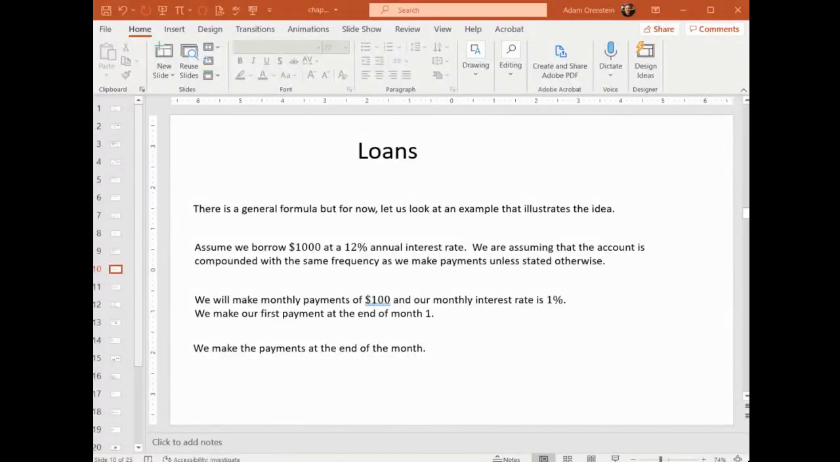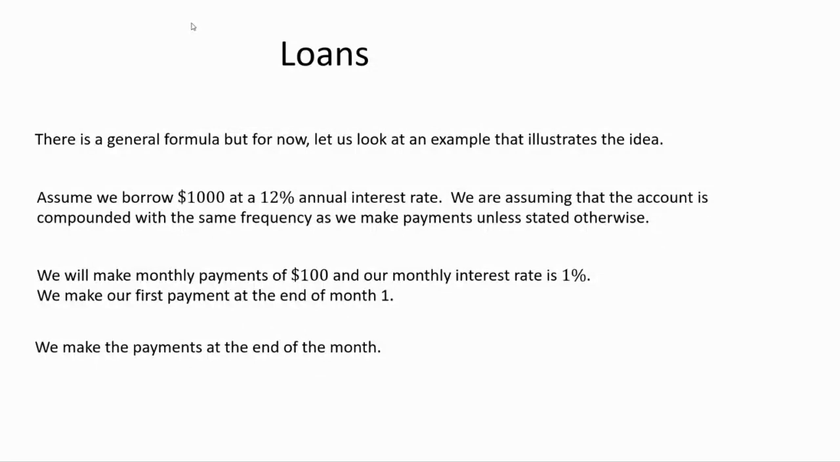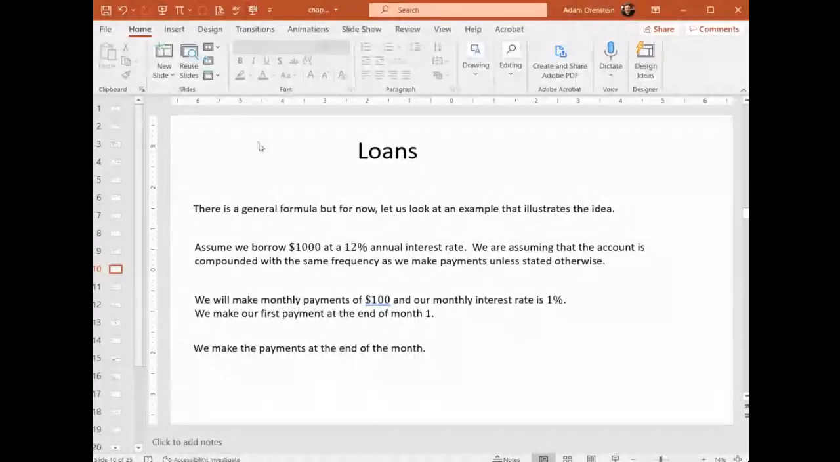All right, so let's do that. So I just want to go through the calculation just to illustrate what's going on. Okay, and it's also listed here. Even though the annual interest is 12%, it's going to be compounded monthly.